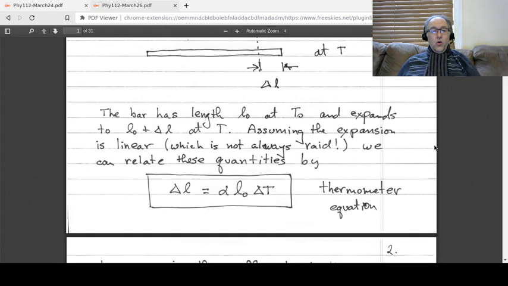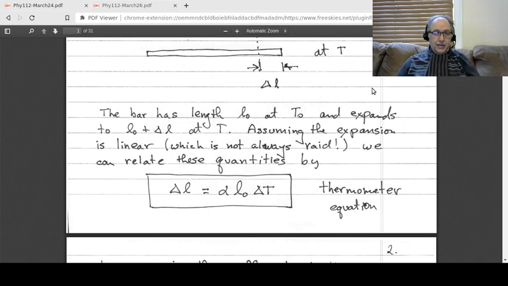Okay, so how do these quantities fit together? It's basically this equation here. This is what you might call a thermometer equation. The thermometer equation says that your delta L, the amount of expansion that you get, is going to depend on your delta T. So you see delta L on one side and delta T on the other side, and they're linearly related to one another.